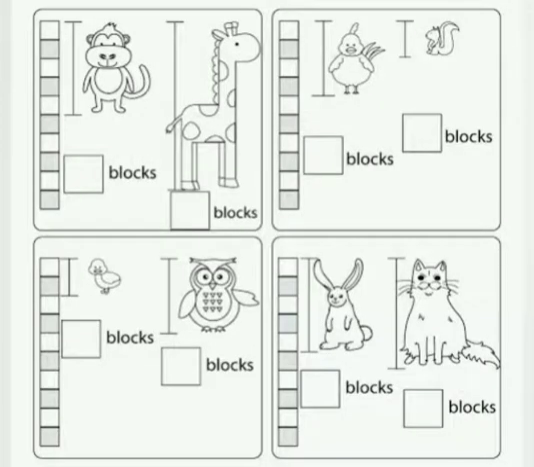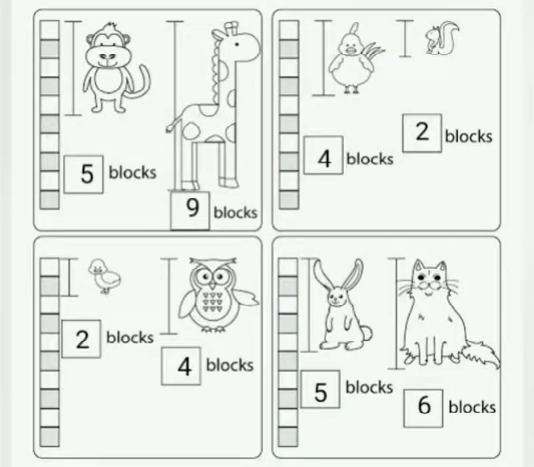Now let's take a look at these animals. We're going to measure the heights by blocks. Starting with the monkey and the giraffe. So the monkey is 5 blocks and the giraffe is 9. And the next, we have 4 for the chicken and 2 for the squirrel, 2 for the duck, 4 for the owl, 5 for the rabbit, and 6 for the cat.